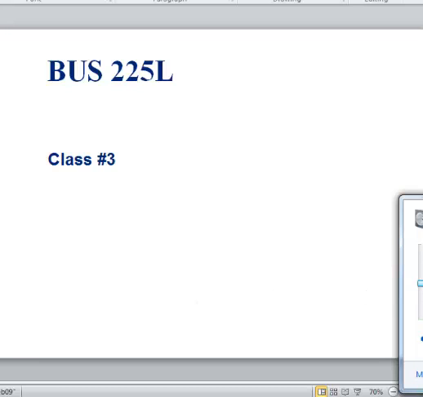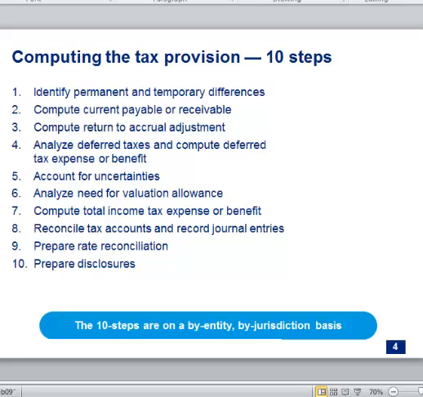Okay, so class number 3. So tonight we're going to cover a few topics. We're going to keep on going in our series of 10 steps to get the provision completed. And tonight we're going to focus on step 4 for starters, and we're going to make our way through step 5 and 6 as well.